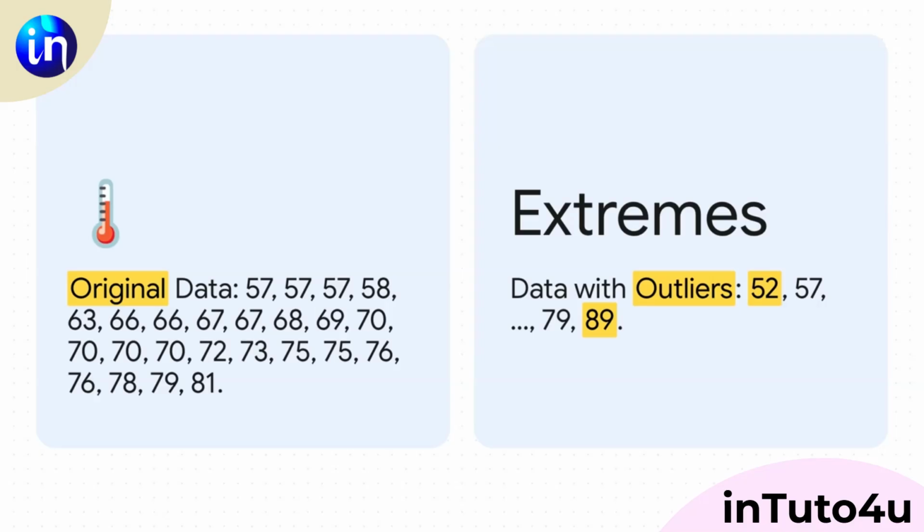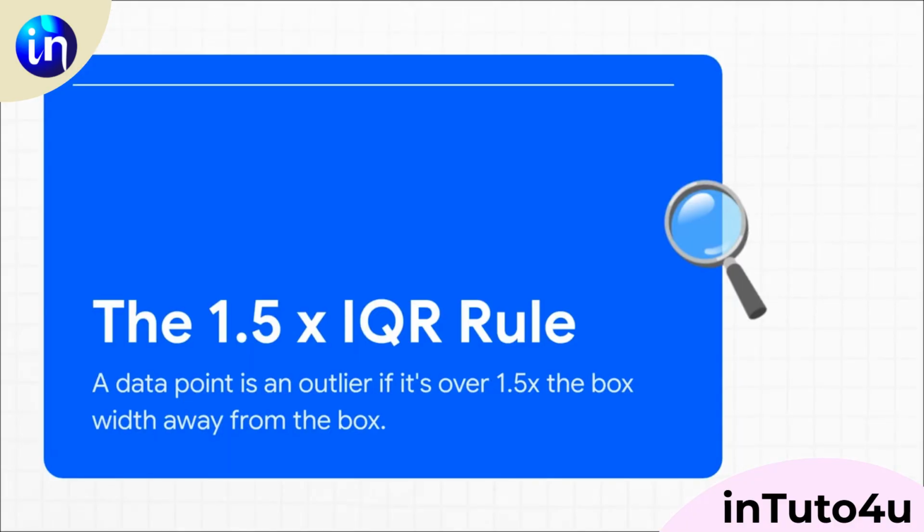But how does a box plot decide, with math, that a point is officially an outlier? Well, the secret is something called the 1.5 times IQR rule. Now, that might sound complicated, but it's not. The IQR, or interquartile range, is just the width of the box, the distance from Q1 to Q3. You take that width, you multiply it by 1.5, and then you use that number to build these sort of invisible fences past the ends of your box. Any data point that jumps over those fences, boom, it's flagged as an outlier.